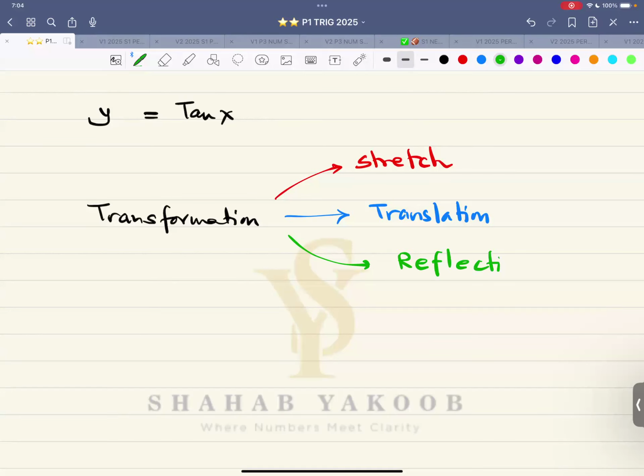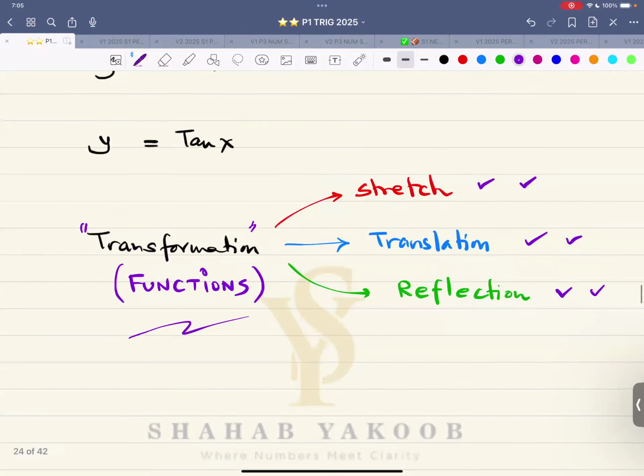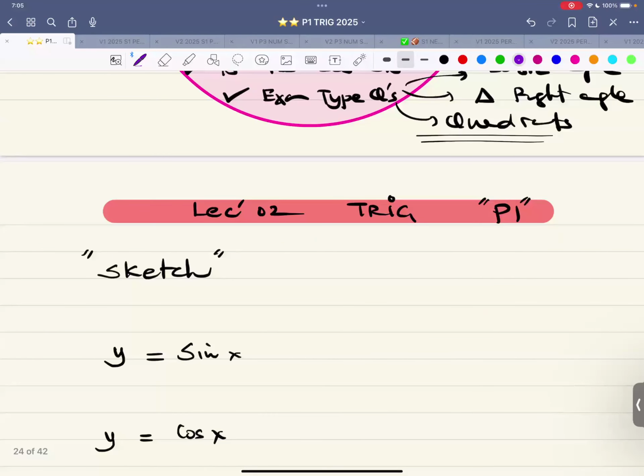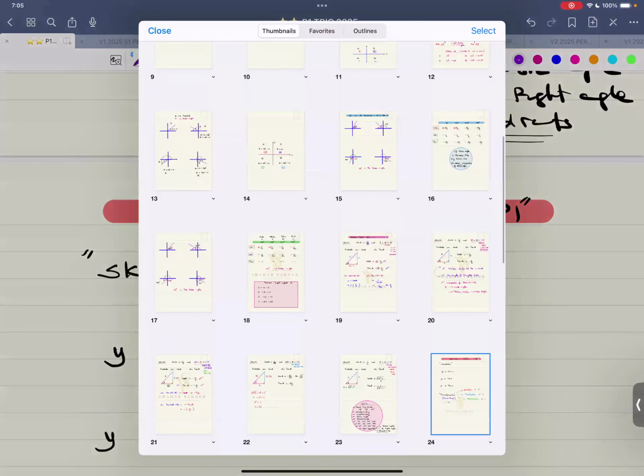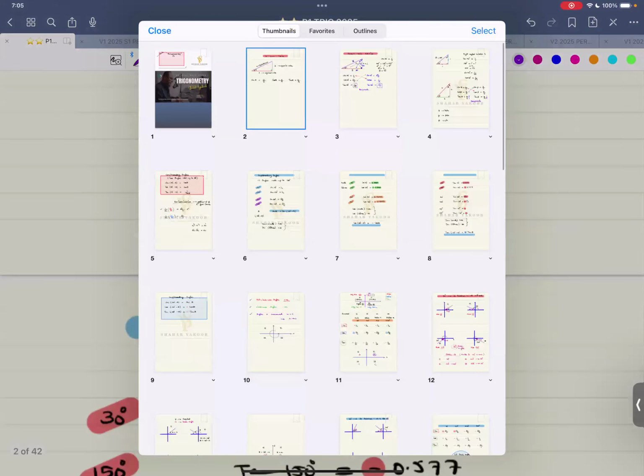And keep in mind, all these three things that I've mentioned related to transformation are part of functions, one of the toughest chapters of P1. We will study it over there also, but a little bit we will study also in this chapter and in this particular class. Now, let me just recap what we have done last time.